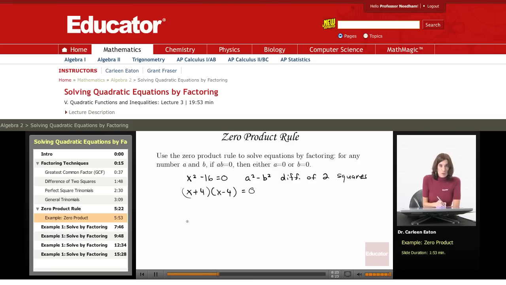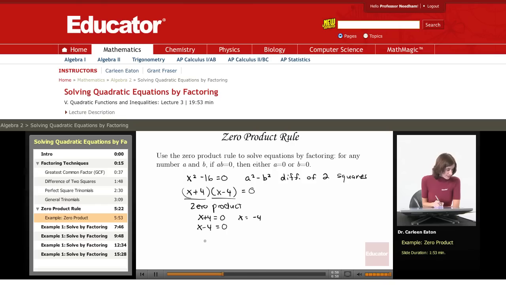Now, use the zero product rule. The zero product rule tells me that if this is 0 or this is 0, then this entire thing will equal 0, which is what I want. So if x plus 4 equals 0, this will be solved. If x minus 4 equals 0, this will be solved. So I'm going to set this factor equal to 0 and solve for x, and I'm going to set this factor equal to 0 and solve for x.